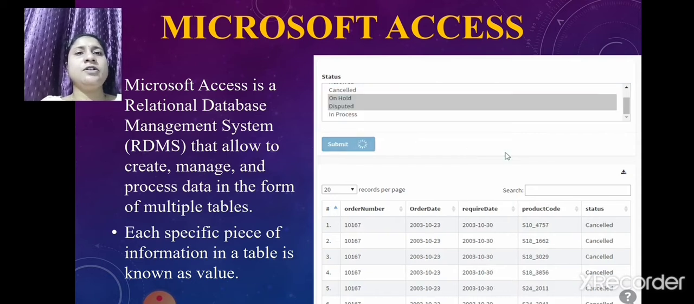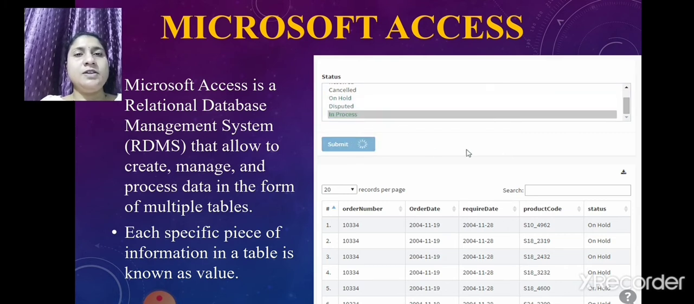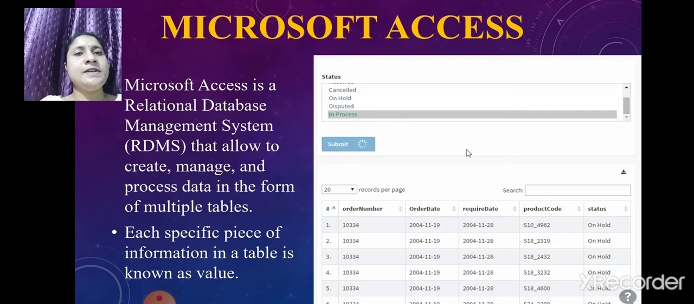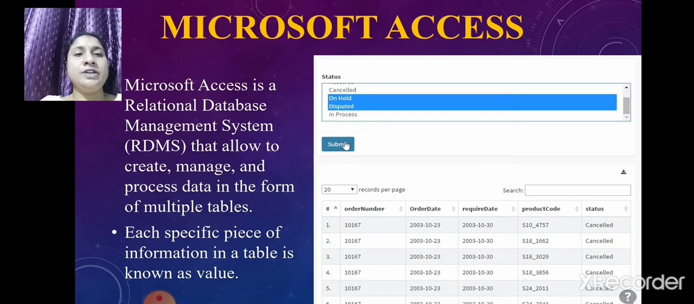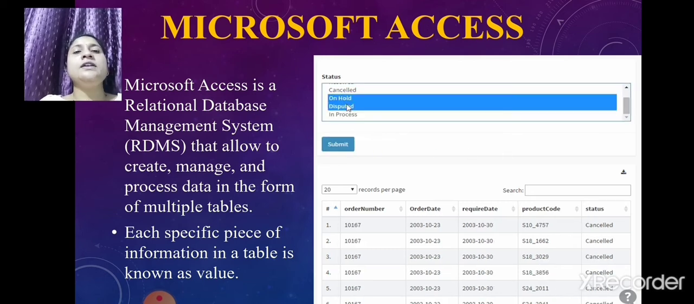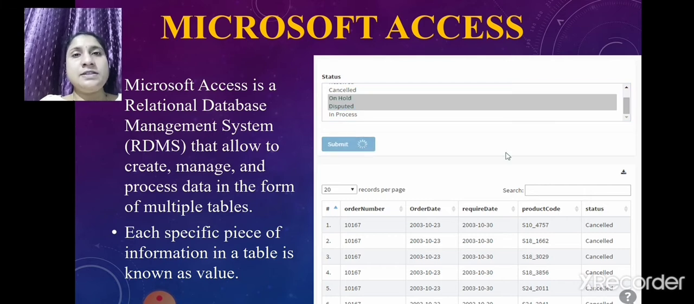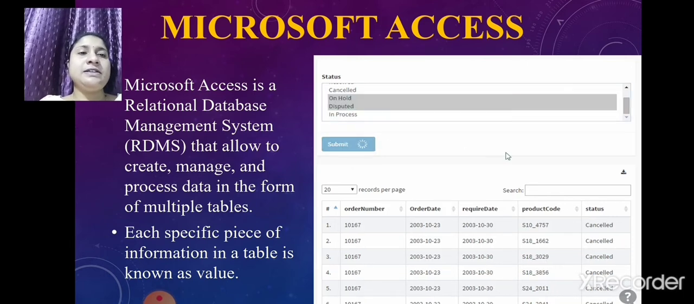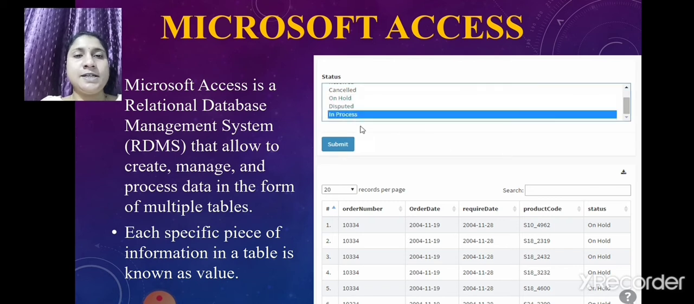Microsoft Access is a relational database management system. So what is this relational database management system? It means that data is related to one another. It allows us to create, manage and process data in the form of multiple tables. Here you can create multiple tables, manage those tables and also process that data. In this we can create multiple tables which are related to each other.